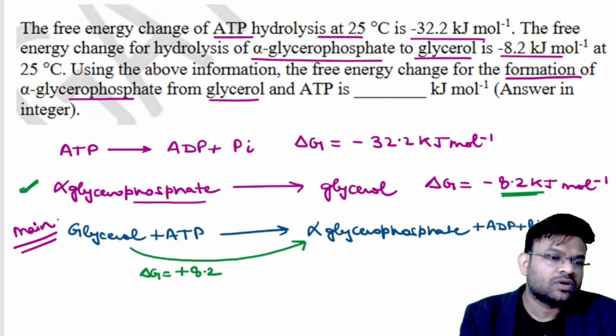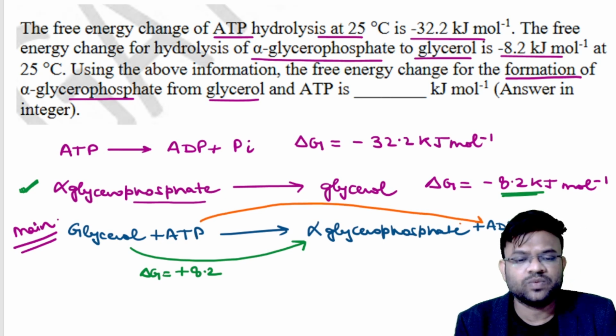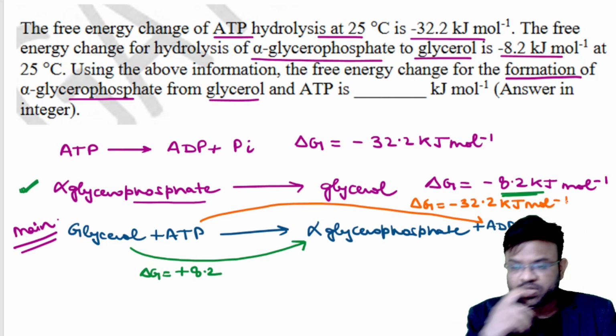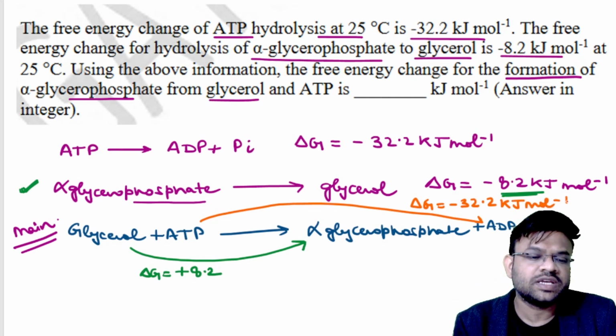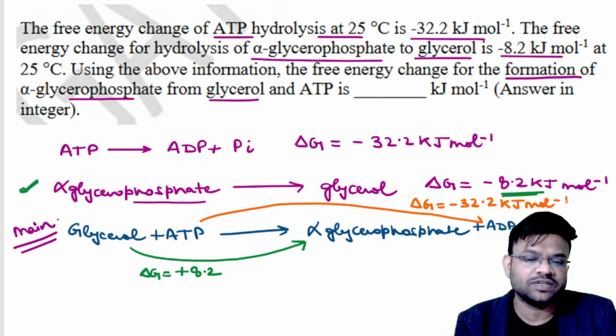Okay, now obviously you can see that ATP is getting converted into ADP plus Pi. This is ideal for us. This is what we wanted. And the delta G value over here is given to us as minus 32.2 kilojoule per mole. Now obviously, since this reaction is occurring as a whole, I'll have to add up the two delta G values.